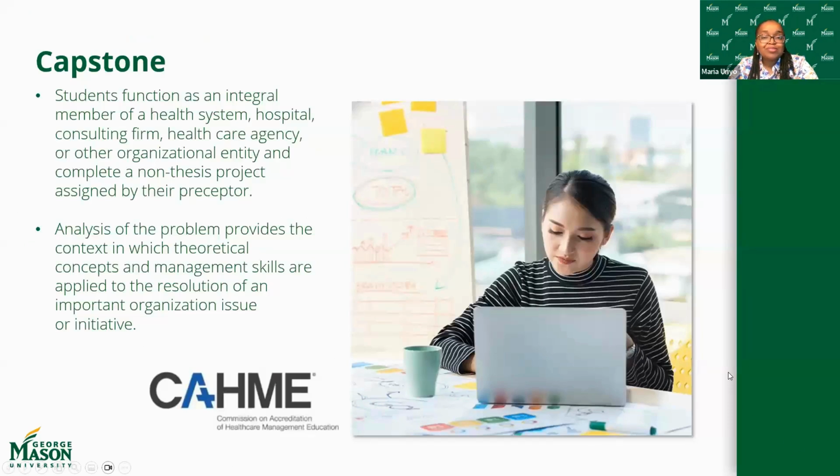Yeah. So this is the Capstone issue I was talking about. Typically our students become part of a team or an entity, and you are working on a project that addresses an issue that the preceptor or the organization has. It is something that will be of value to the organization.